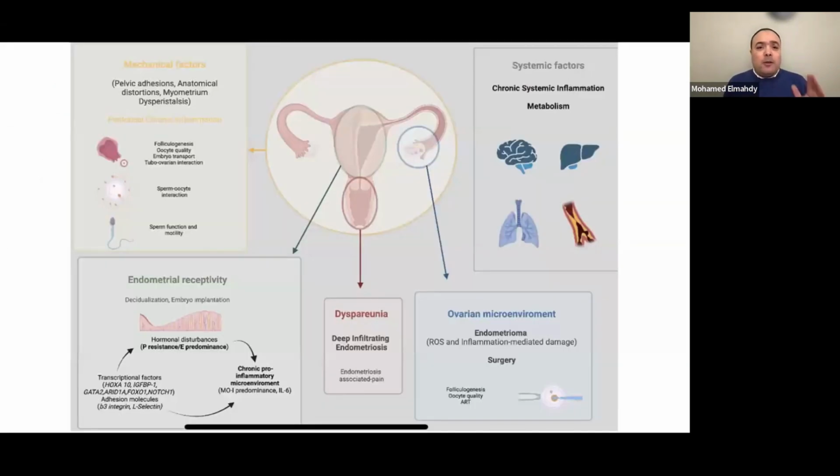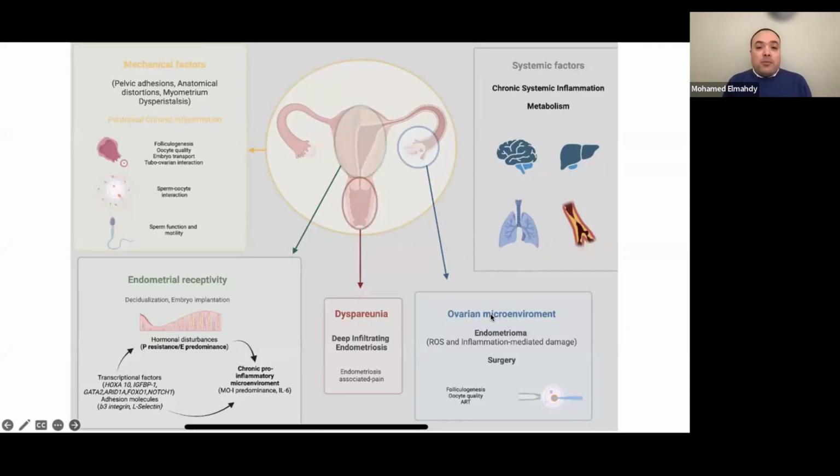If you go back to the basic science, the mechanisms of infertility in endometriosis may be mechanical, due to pelvic adhesion, distortion of the fallopian tube or tubo-ovarian relationship, affection of folliculogenesis due to a chronic inflammatory process in the peritoneal cavity, affection of sperm function and motility, or sperm-oocyte interaction. Dyspareunia also has an impact on infertility due to endometriosis, due to severe pain, if it is associated with deep infiltrating endometriosis.